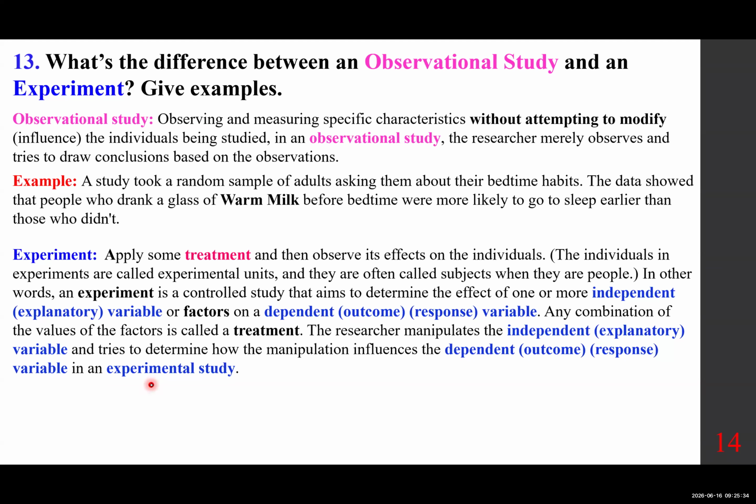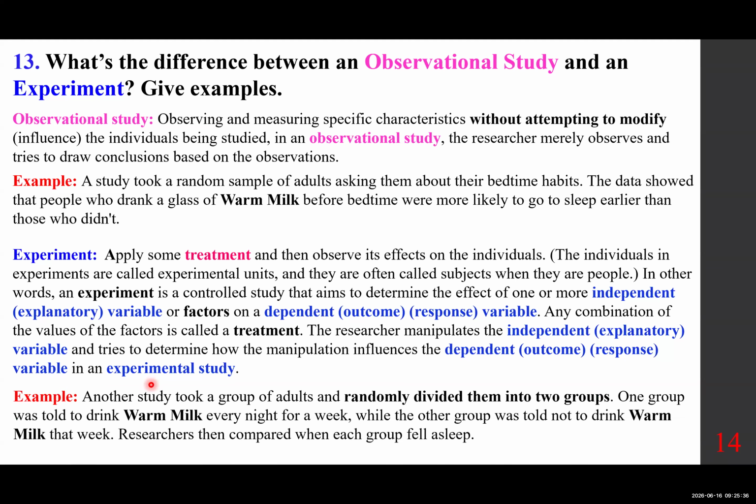And here's an example. Another study took a group of adults and randomly divided them into two groups. One group was told to drink warm milk every night for a week, while the other group was told not to drink warm milk that week. Researchers then compared when each group fell asleep. So I hope you can clearly see the difference between the two: observation versus an experiment.